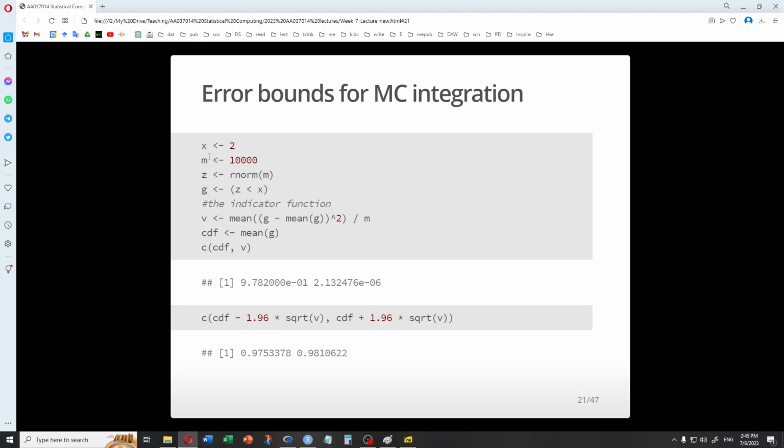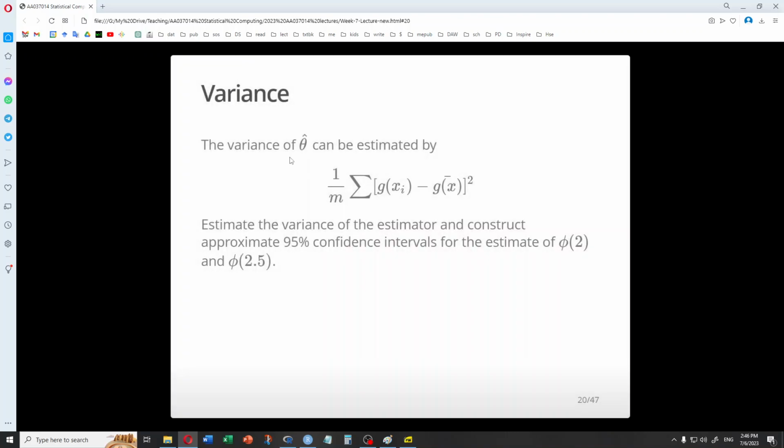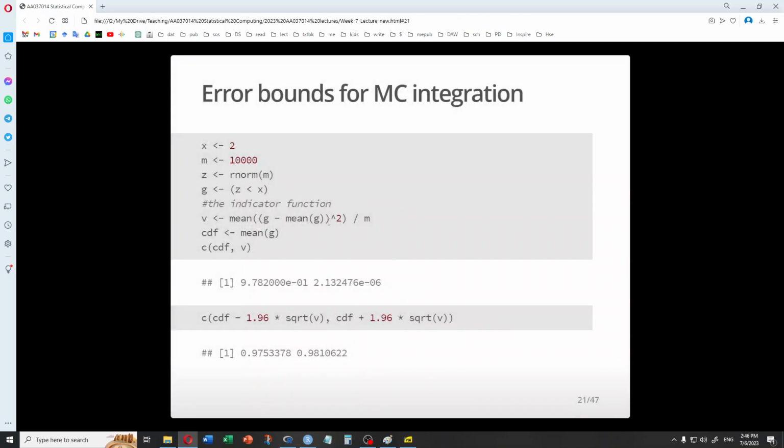So we want to replicate it 10,000 times, and then z is equal to the rnorm of x, and g is computing the proportions when z is less than x. And g will be a certain value, a proportion like 0.5, 0.6, 0.9 and something. Okay, and then here we have the variance. The variance is given by the mean of g times one minus the mean of g, then we take the square of this and divide by m, and this corresponds to this formula, and then the CDF is given by the mean of g.